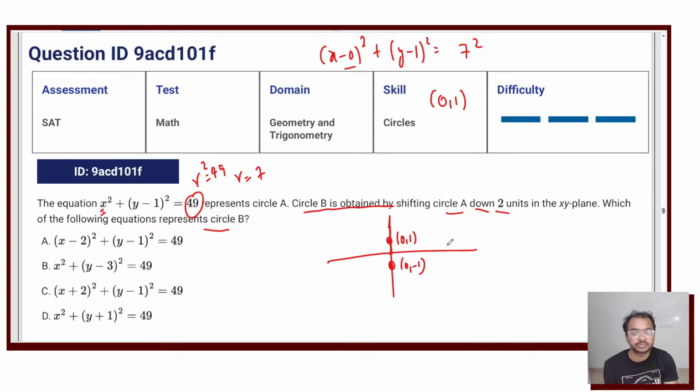X will remain unchanged. So 0, negative 1, it means you will be having (x minus 0) square plus (y plus 1) whole square. Whatever you have, change their sign. So (x minus 0) square is x square. So this will be correct: x square plus (y plus 1) whole square.